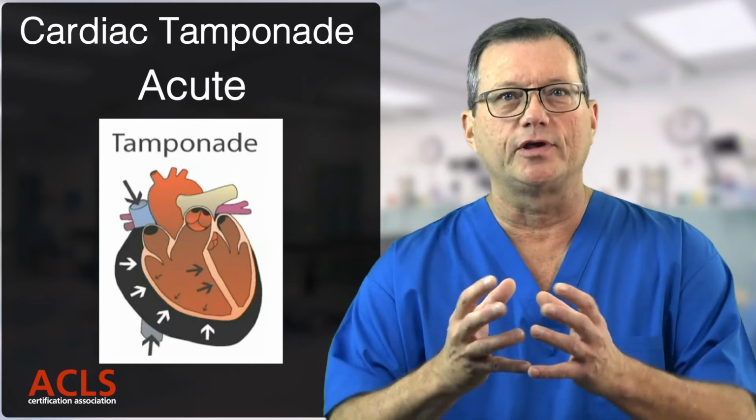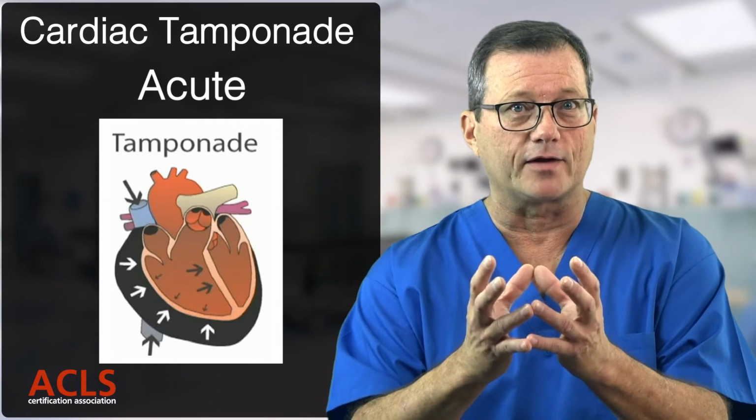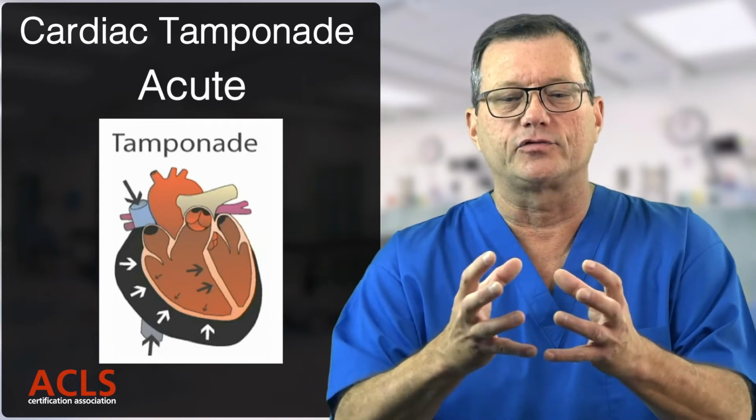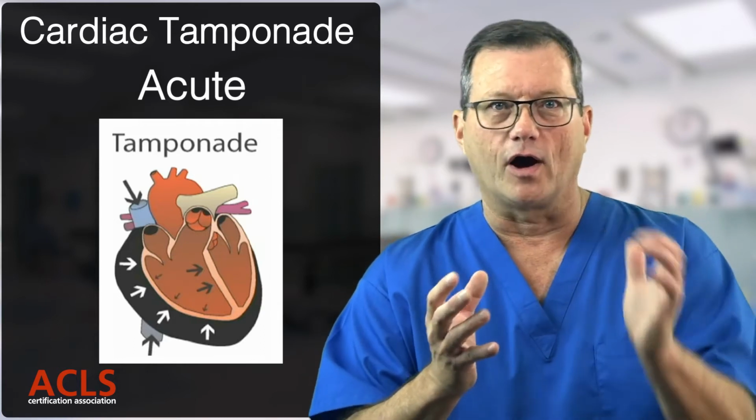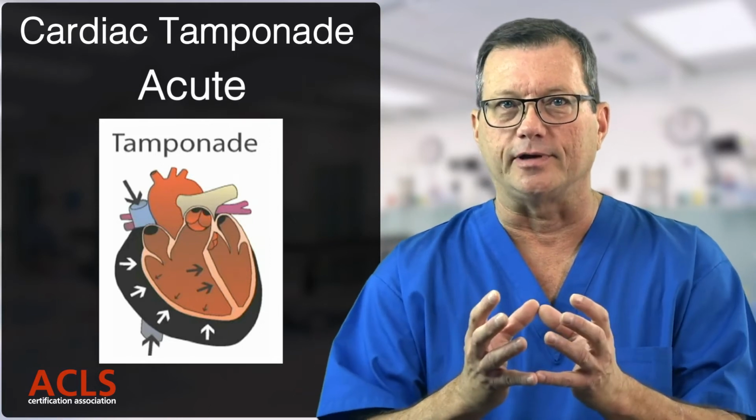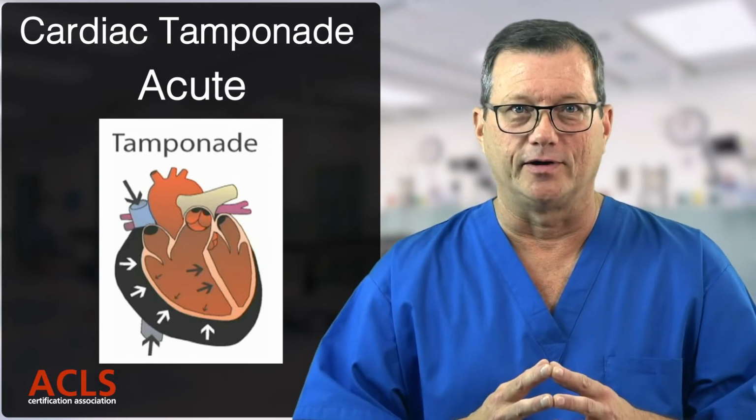So in this acute setting of blood bleeding into the sac from blunt force trauma, it constricts the heart and prevents the heart from filling up during diastole. So it's almost a diastolic failure.